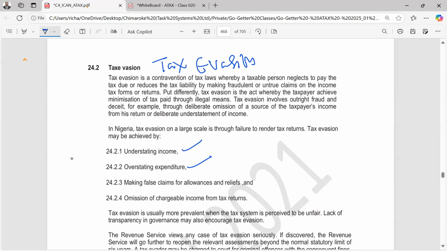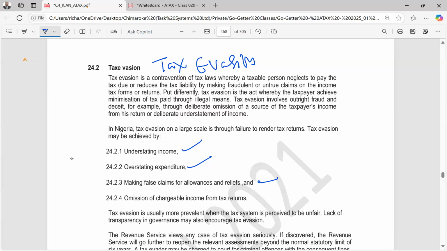Then making false claims for allowances and reliefs. So you may want to claim capital allowance for assets that you do not possess. You may have assets that are not yours, and you are claiming capital allowance for them. Relief also is part of it. Generally, allowances and reliefs, making false claims.